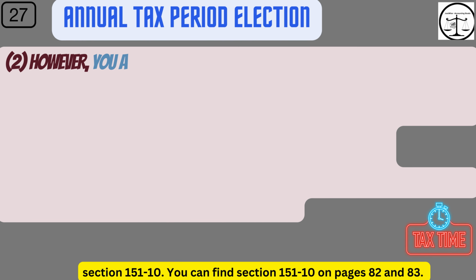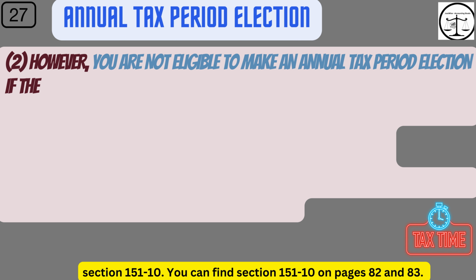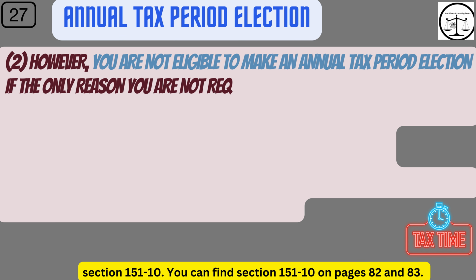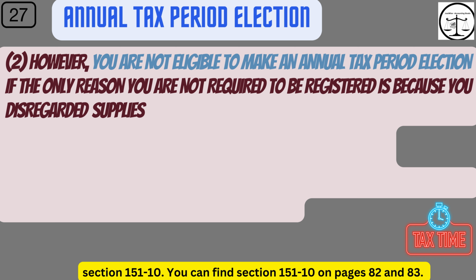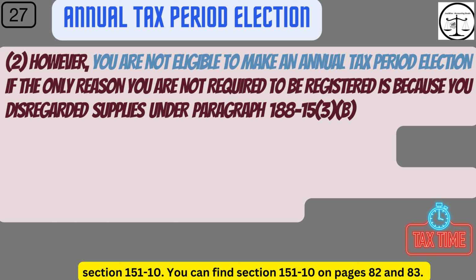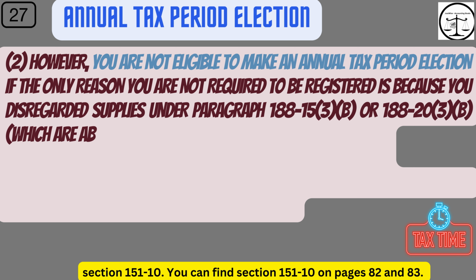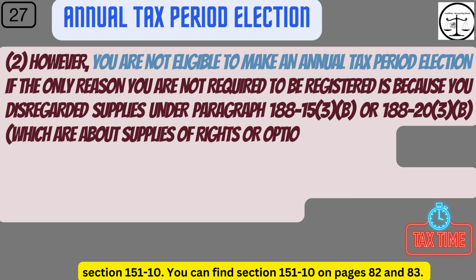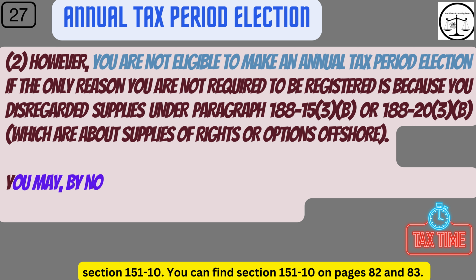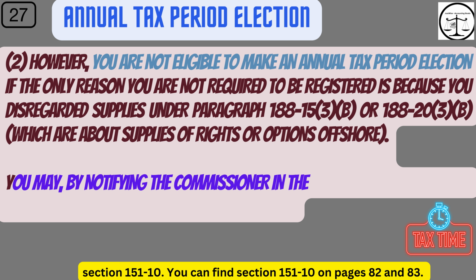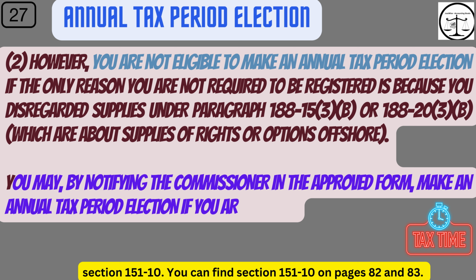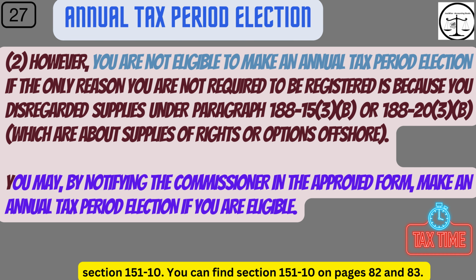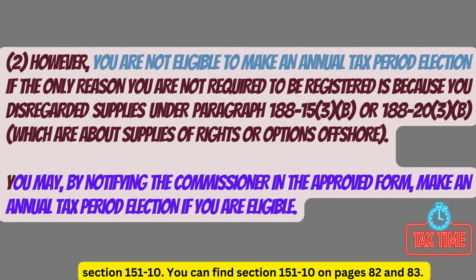2. However, you are not eligible to make an annual tax period election if the only reason you are not required to be registered is because you disregarded supplies under paragraph 188-15(3)(b) or 188-23(b), which are about supplies of rights or options offshore. You may, by notifying the Commissioner in the approved form, make an annual tax period election if you are eligible.